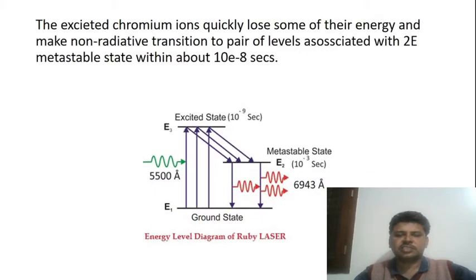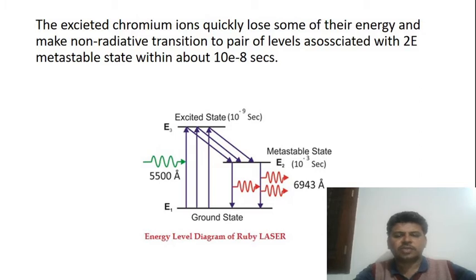This concept we can observe in this energy level diagram. The chromium ion is excited from the ground state to the excited state. It stays there for up to 10 to the power of -8 or -9 seconds. That is the excited state energy level. After finishing its lifetime of 10 to the power of -9 seconds, it comes back to the ground level through downward transitions.